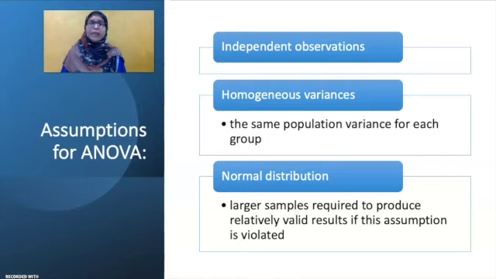And of course, as with most assumptions for inferential statistics, you need to make sure that the data that you collected is normally distributed. Here it means that larger samples are required to produce relatively valid results if this assumption is violated. So if you have a large sample, there's a possibility that you can violate the assumption of normal distribution. But if your data is not large, it means that your data should be normally distributed, which you can test using numbers or using a graph.